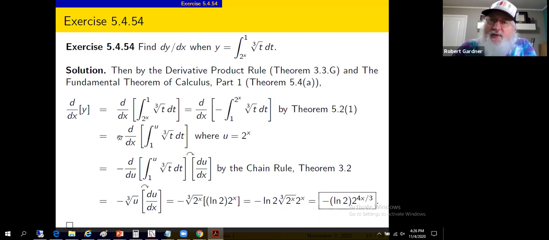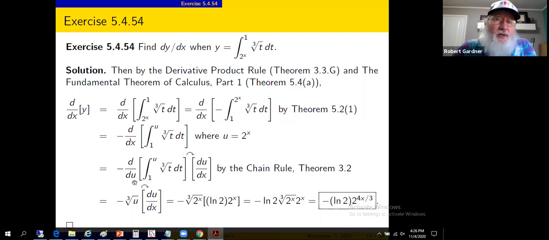And like we did in the previous one, let's let u equal 2 to the x. So the integral from 1 to 2 to the x becomes an integral from 1 to u. You want to differentiate this function of u with respect to x? Fine. Chain rule says differentiate it with respect to u and then multiply by du dx. Chain rule, just like in the last one.